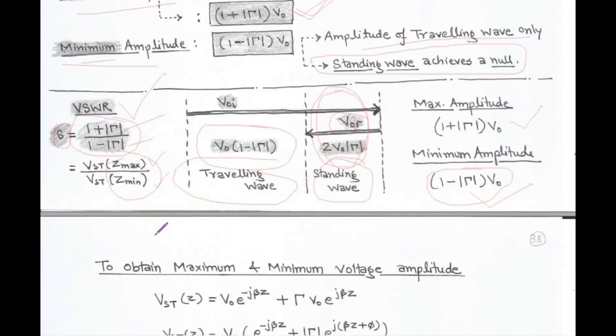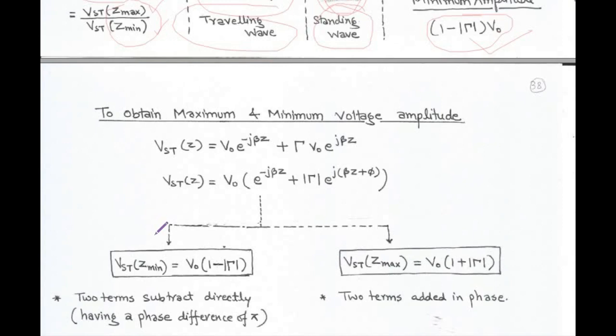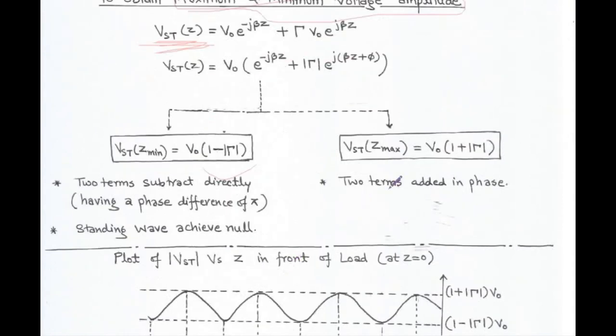And this form is a specific form of the total voltage in terms of voltage standing wave ratio. These maximum and minimum voltage amplitudes are also correct for a total voltage that is a function of Z. Here the total voltage, a function of Z, has a minimum amplitude of V0 (1 minus mod of tau), and the maximum amplitude is V0 (1 plus mod of tau).